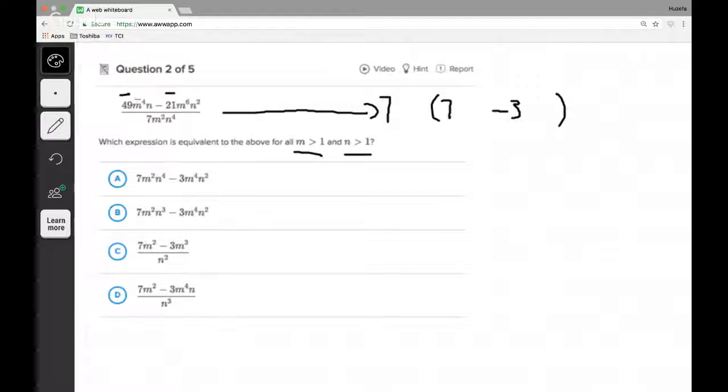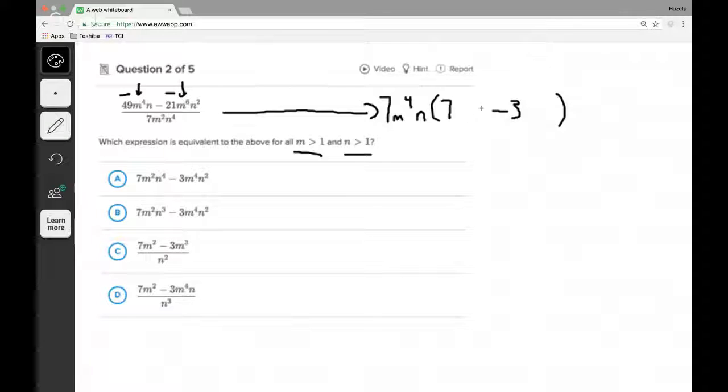Next, let's look at the m's. What can we pull out of both of these terms? I can pull out m to the 4th, because we've got basically m times m times m times m times m here, and then the same thing but with 6 m's. So the greatest common factor of m to the 4th and m to the 6th is m to the 4th. M to the 4th comes out here. And what about the n? With the n's, we got an n and an n squared. Greatest common factor of those two is just n.